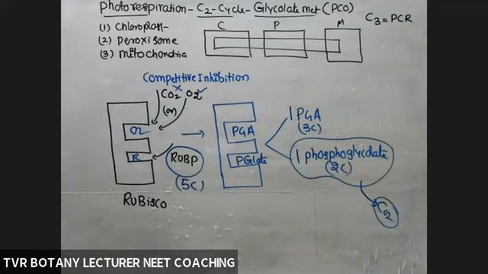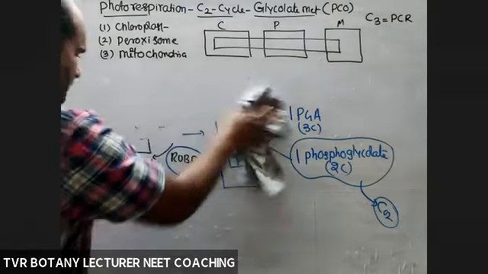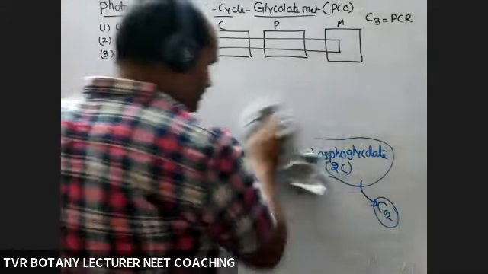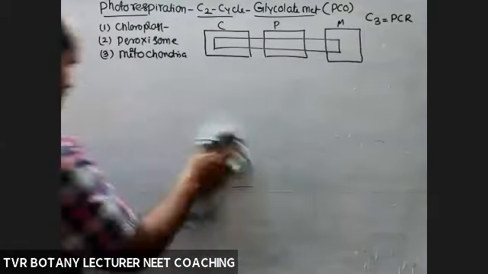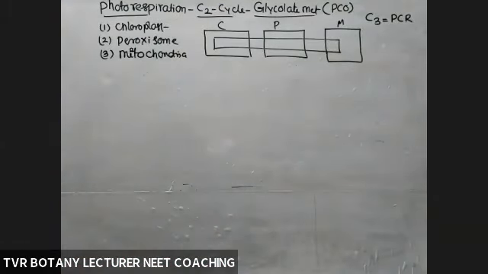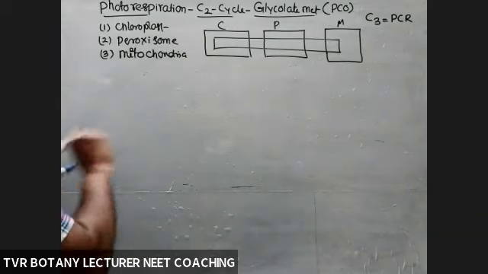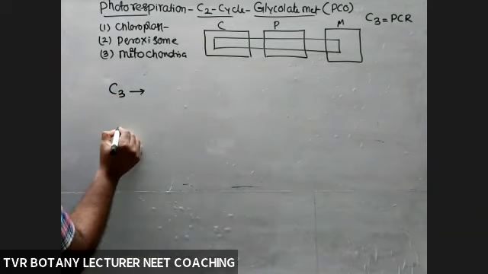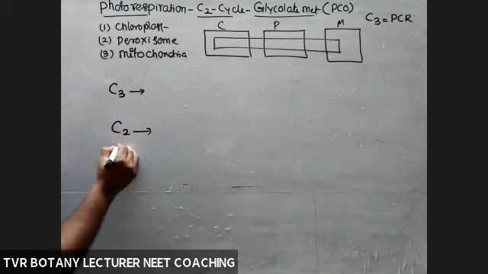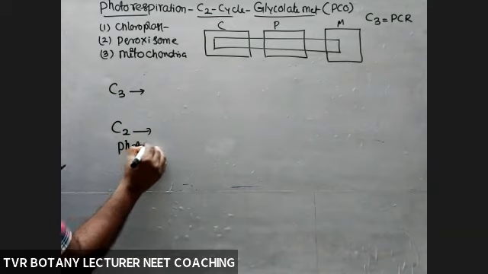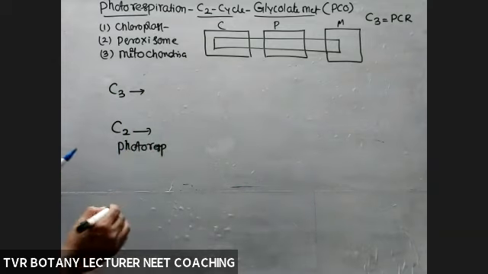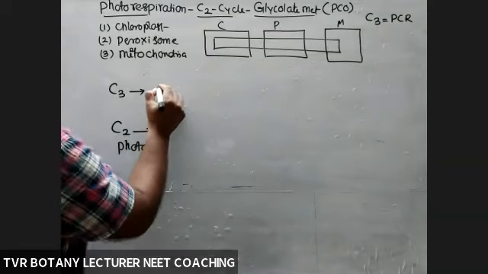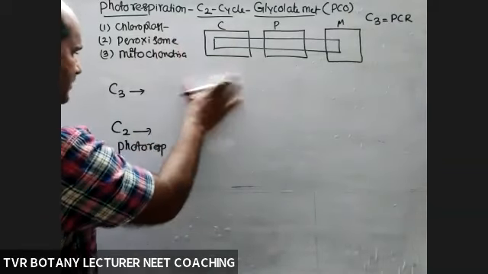After completion of this, we have to discuss both C3 and photorespiration. The most important thing, please take down, this is very, very important. This reaction is for the C3 cycle. And this reaction is for photorespiration, or the C2 cycle. Here I'm writing photorespiration. So what are the reactants and products here?